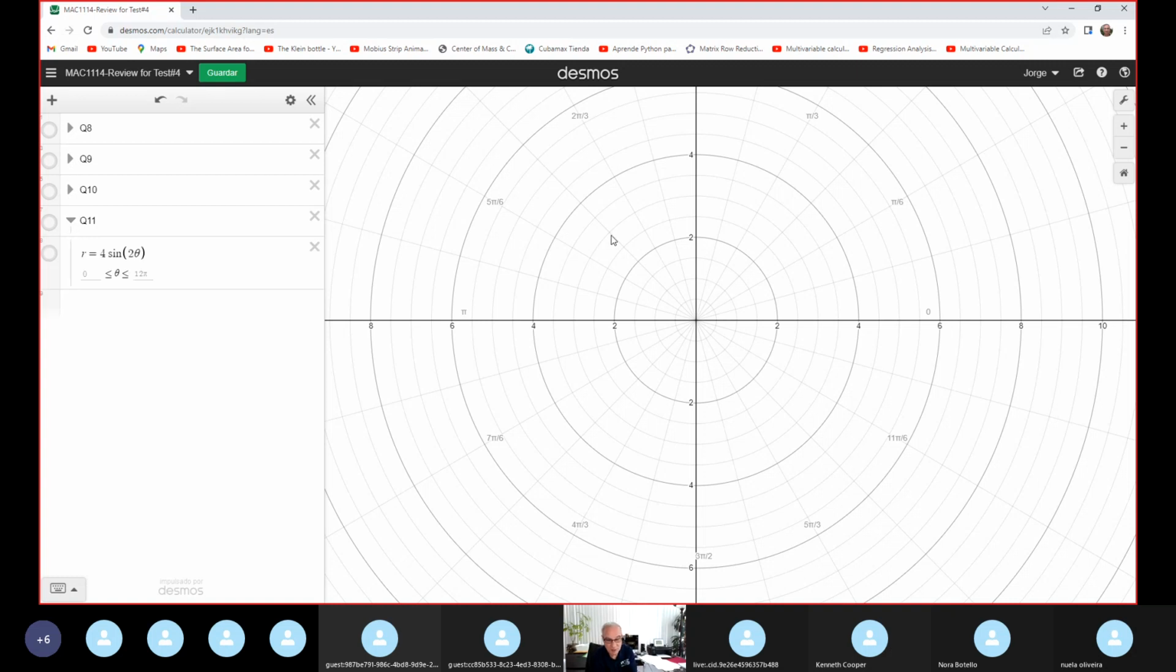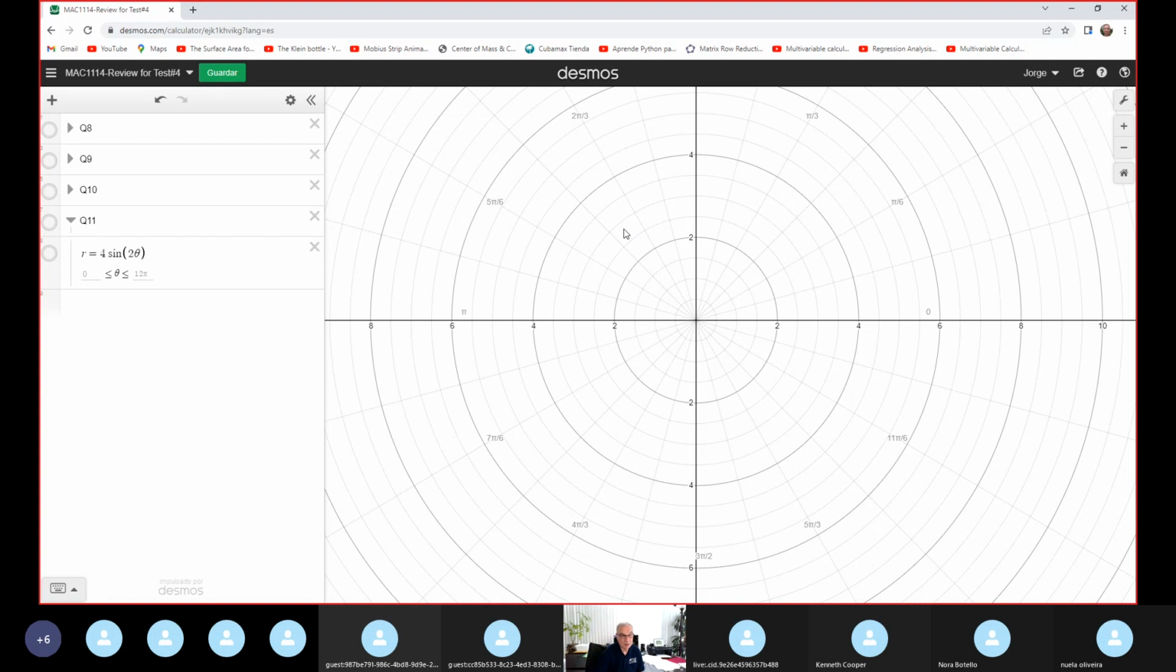Let me take advantage that we are in Desmos. Does somebody want to say something extra? Some students? Come on, don't be shy. This is a moment to understand this part very well. Now you see, do the graph of r equals 4 sine 2 theta. When you have 2 theta, it is a rose.